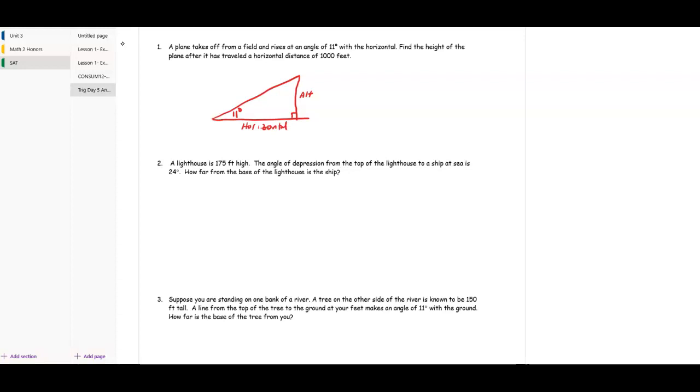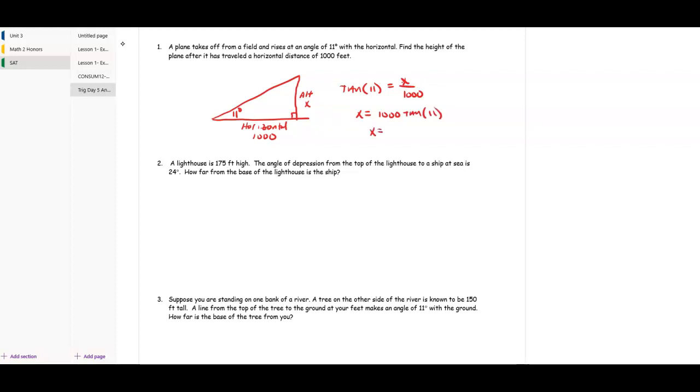Says find the height of the plane. All right, so that's the altitude. So we're looking for that. After it has traveled a horizontal distance of 1,000 feet. So again, this is your horizontal distance, which is 1,000 feet. So now, if I wanted to look at this, I have opposite and adjacent. So I'm going to say the tangent of 11 degrees is equal to the opposite x over the adjacent 1,000.